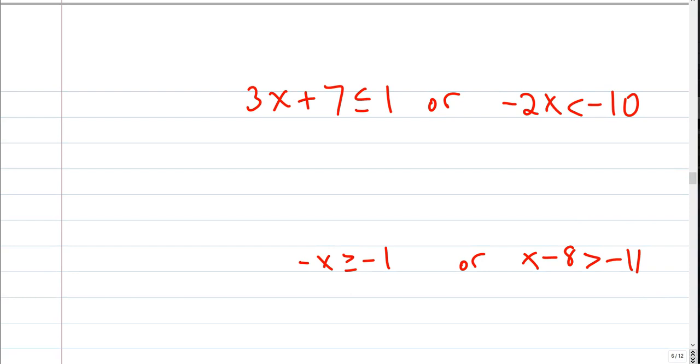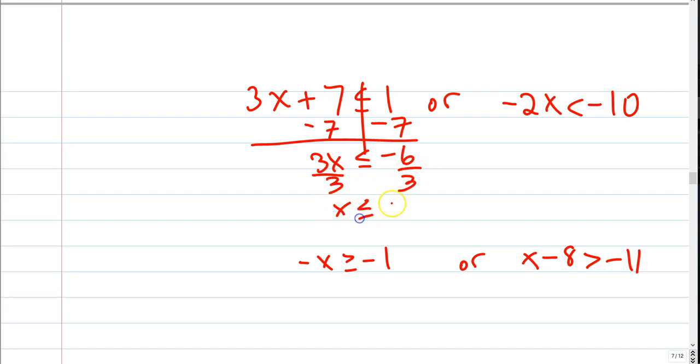Do a couple more. I have plenty of examples on this because I know these tend to be a little trickier. The first part's really the easy part. They give us some sets and we find the overlap or inclusive. This tends to be a little trickier, but let's see how we do. So let's go ahead and solve this. 3x less than or equal to negative 6. X is less than or equal to negative 2, or x is greater than positive 5.